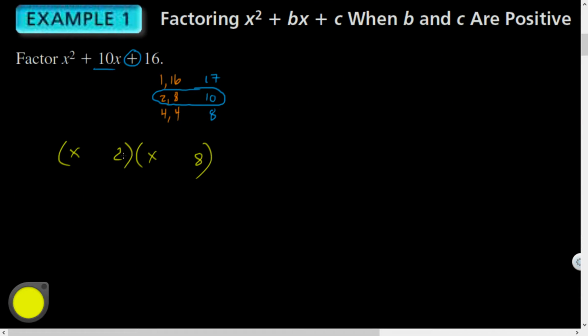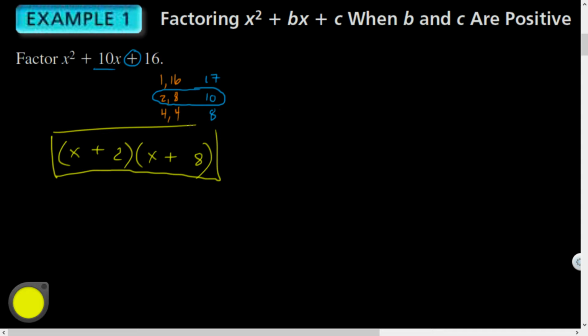2 times 8 multiplying to be positive 16, they could both be positive, or they could both be negative, because negative 2 times negative 8 would be positive 16. But which combination would give me a sum of positive 10? Does plus 2 and plus 8 add to be positive 10? Yes. So this is now factored.